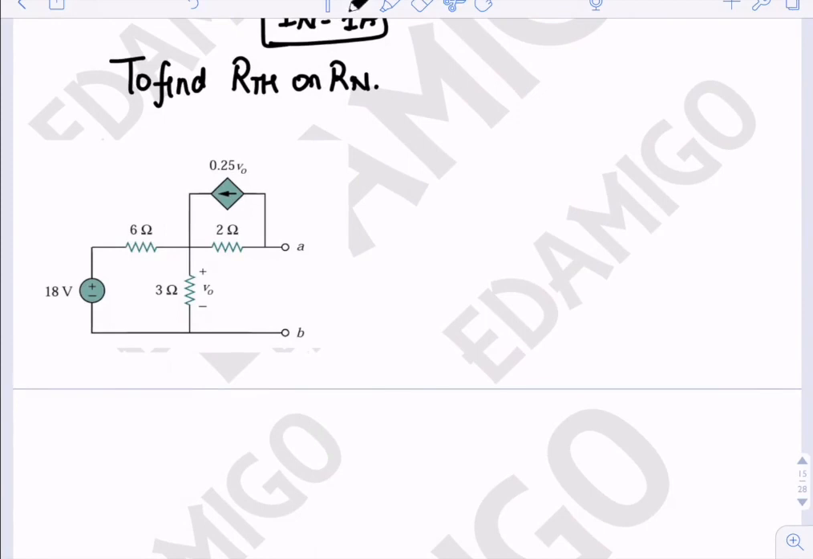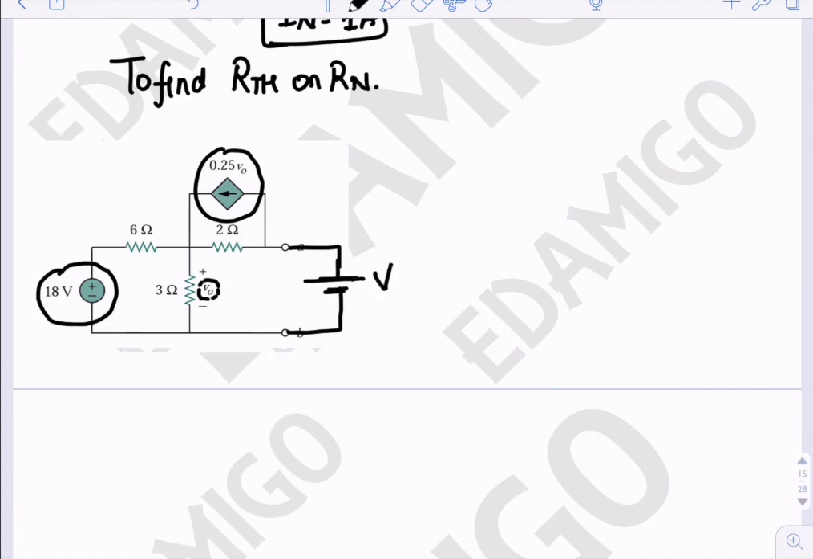Now as we can see, since the circuit has an independent source and a dependent source, case 2 will be applied here. We will apply a voltage between terminals A and B. Since V0 is already present in the circuit, we cannot apply V0 at the output because it will create confusion. So we will apply VAB voltage and assume that the current here is IAB. So RTH will be equal to the ratio of VAB upon IAB.